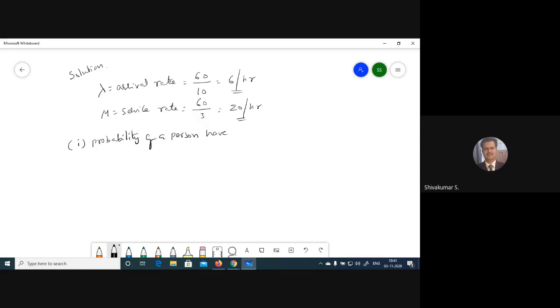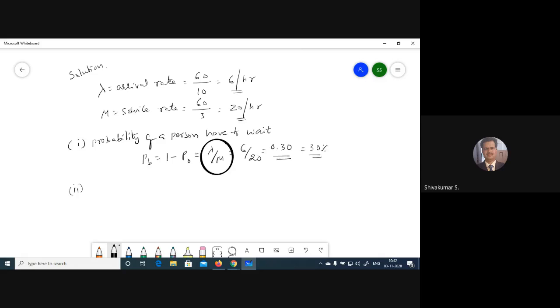Have to wait. Wait is given by probability. EB is equal to lambda by mu, that is equal to 6 by 20, that is equal to 0.3, 30%. It's a probability. Anybody can say traffic intensity only, what you are calculating in the beginning.